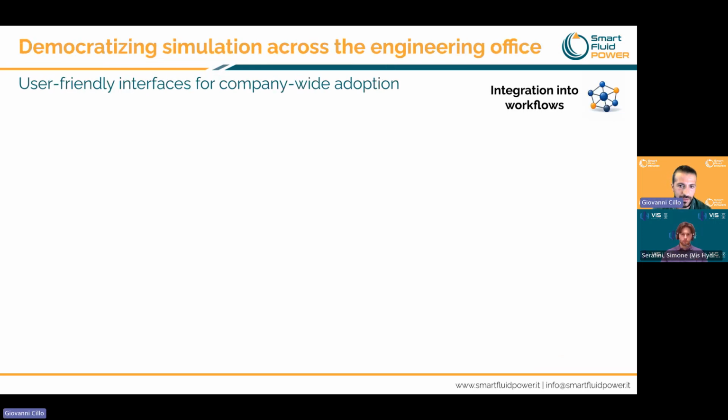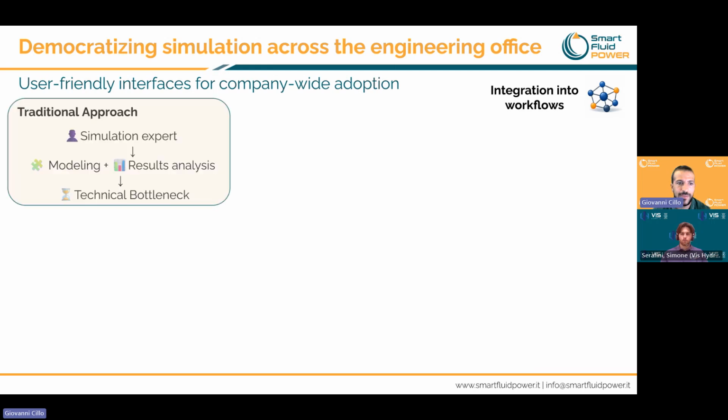Another critical aspect in the adoption of simulation concerns who actually uses it within the company. In many cases, simulation remains confined to a small group of specialists who handle both model development and results analysis. This can create a technical bottleneck, limiting the spread of simulation within decision-making processes. For this reason, one key objective is to separate modeling complexity from the operational use of models.